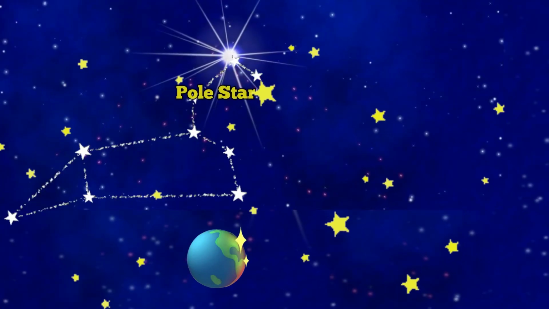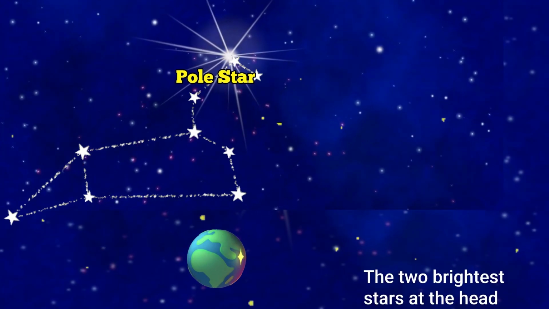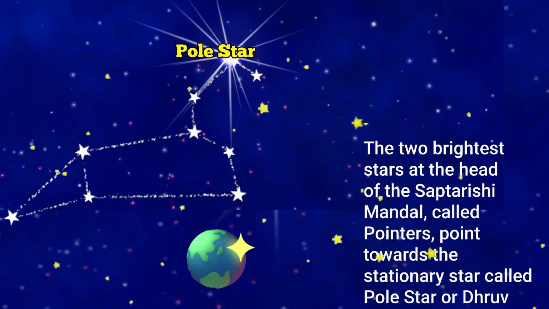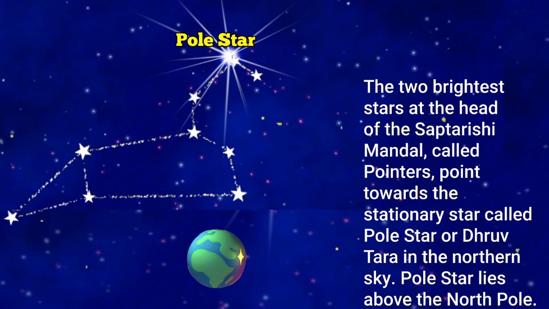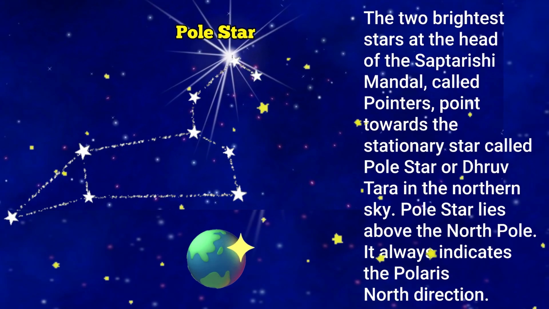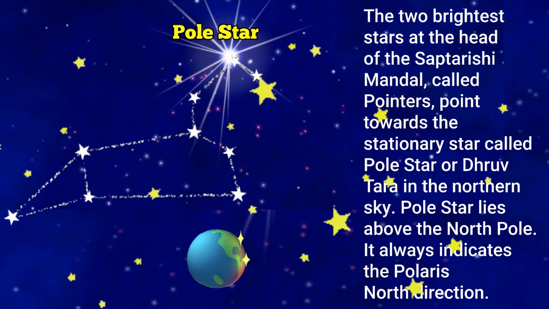The 2 brightest stars at the head of the Saptarishi Mandal, called pointers, point towards the stationary star called Pole Star or Dhruv Tara in the northern sky. Pole Star lies above the North Pole. It always indicates the north direction.